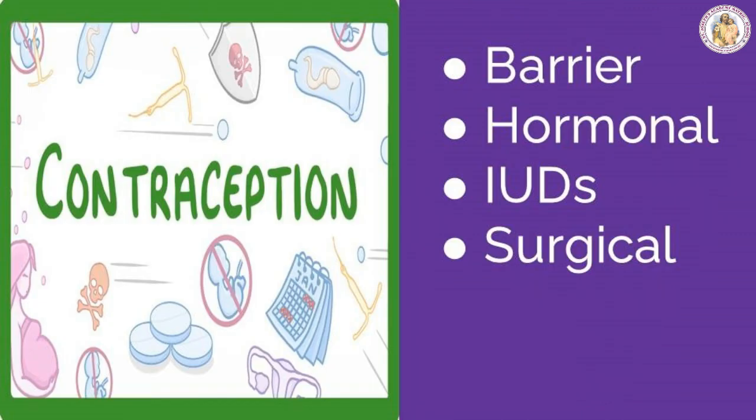Contraception is one of the best birth control measures. A number of techniques or methods have been developed to prevent pregnancies in women. The devices used for contraception are called contraceptive devices. There are four common methods used to prevent pregnancy: the barrier method, the hormonal method, intrauterine devices, that is IUDs, and lastly surgical methods.